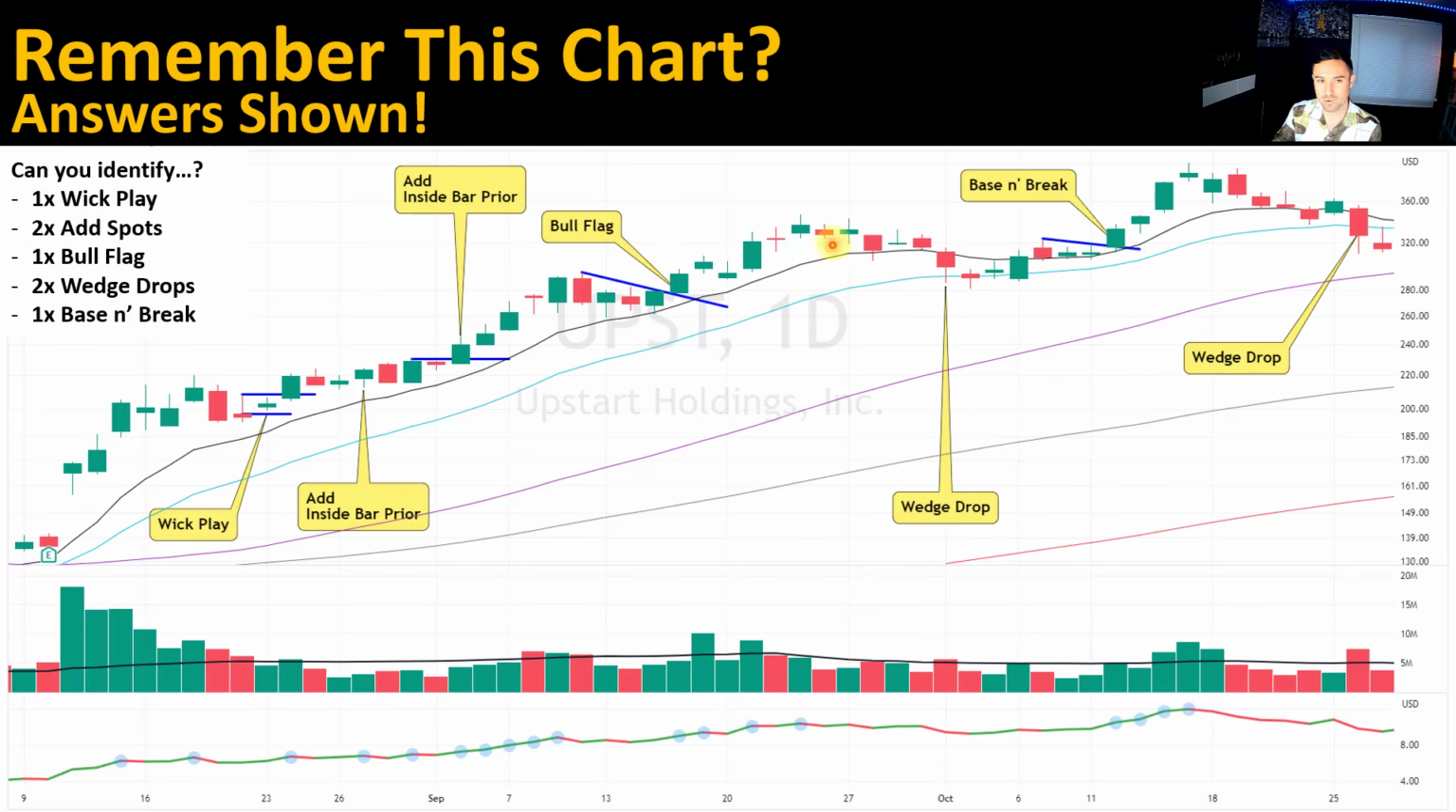Here is then a base and break with a little low pivot, cup and handle with a little low pivot or little low cheat, as Minervini would call that. See how you get the volume dry up. There's your base and break. You could also think of this as a bit of an extension, and there is your wedge drop there. So hopefully you were able to identify all of those points on the chart. You have learned a lot in the space of about 2 hours.